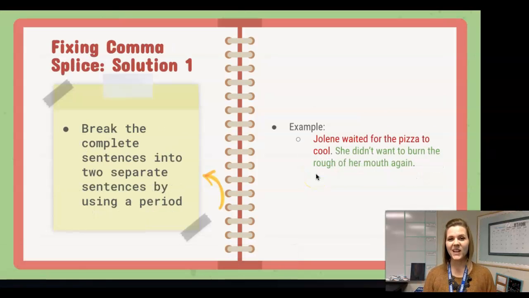So your first way to fix a comma splice in a sentence is to break the complete sentences into 2 separate by using a period. So again, I'm going to be using the same example over and over again. So as you can see, at the end of my first sentence, I've used a period, and I've capitalized the next letter at the start of the second sentence. So using a period would be our first way to fix a comma splice.